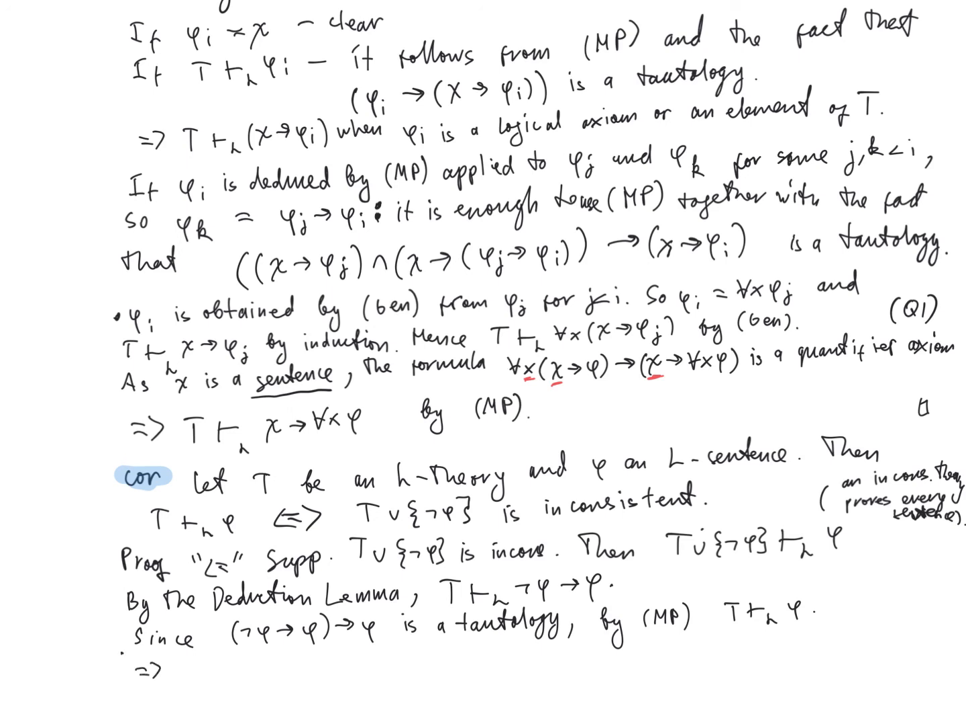The converse implication is clear because assume that T proves φ, then T together with the negation of φ still proves φ, because we already have a proof just from T alone, but of course also we can use the negation of φ as one of the non-logical axioms, so T together with the negation of φ also proves the negation of φ, which by definition means that the theory T union the negation of φ is inconsistent.